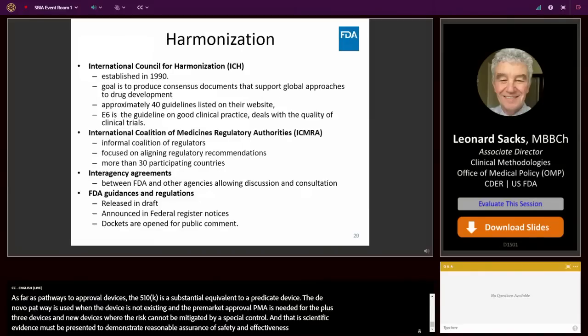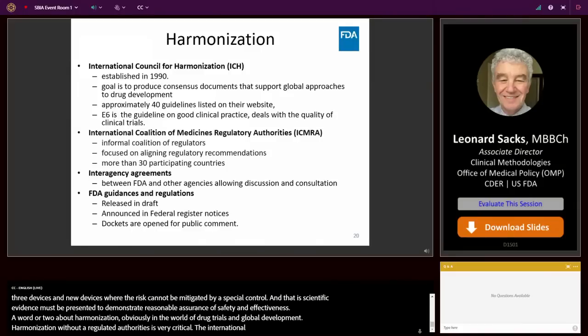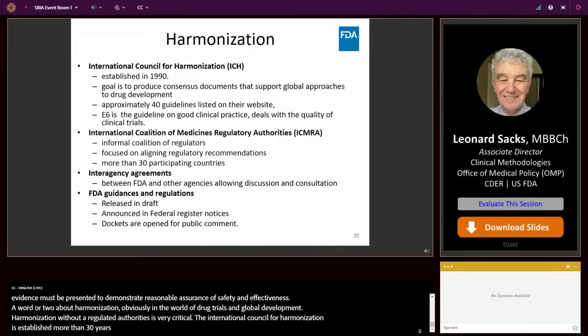A word or two about harmonization. Obviously, in the world of global trials and drug development, harmonization with other regulatory authorities is really critical. The International Council for Harmonization was established in 1990, more than 30 years ago. The goal is to produce consensus documents that support global approaches to drug development.